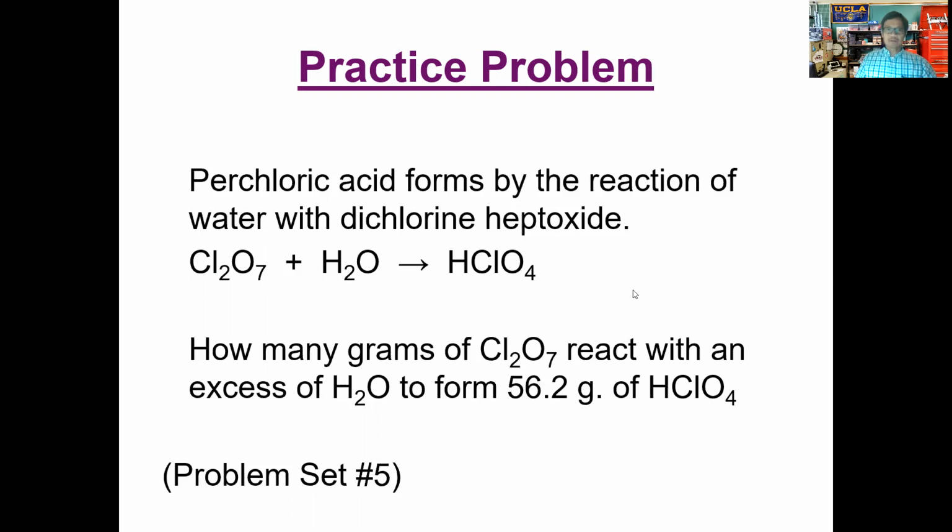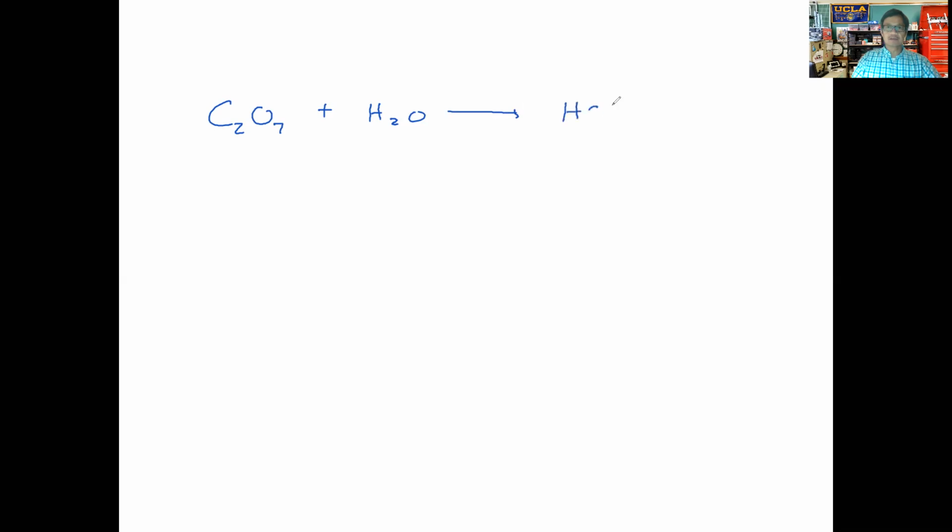All right, let's work this problem out. Number 5 in your problem set, it's stoichiometry, and so make sure you always start out with a balanced equation. Okay, so let's get the balanced equation for this particular problem. We start out with dichlorine heptaoxide, so Cl2O7. We're going to react that with water, to form what is called perchloric acid, which is HClO4. Balancing out the equation to be 1, 1, 2, that'll balance out the equation for us.